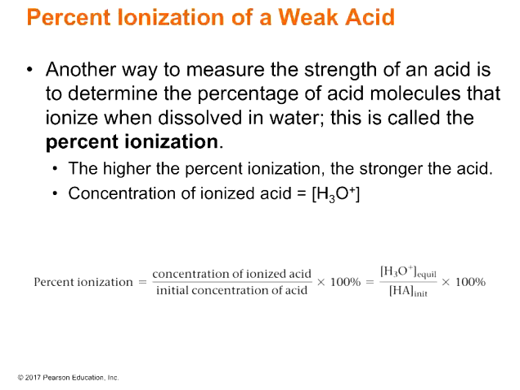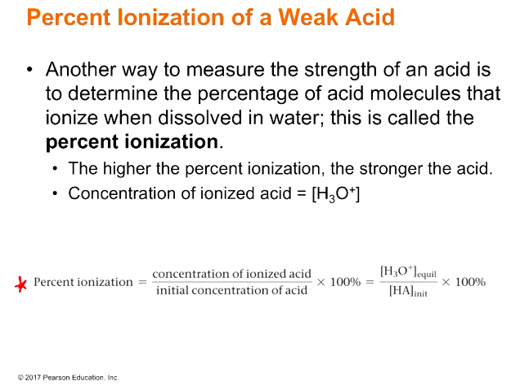Now, last time we went over one way to solve for the concentration of hydronium ions and therefore figure out the pH or the strength of an acid. Another way to measure the strength of an acid is to determine the percentage of acid molecules that ionize when dissolved in water. And this is called the percent ionization. So the way that we calculate this is shown below.